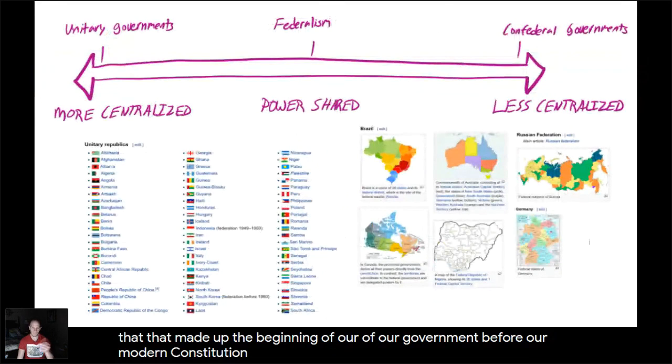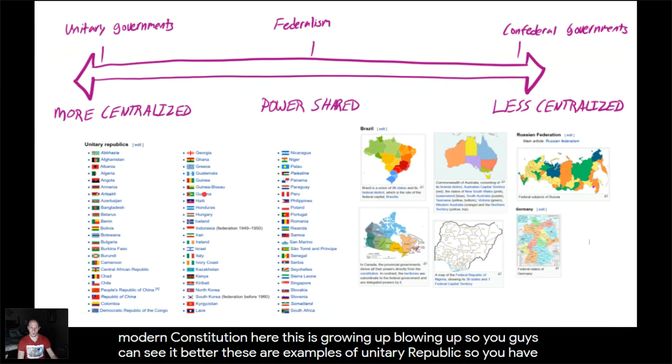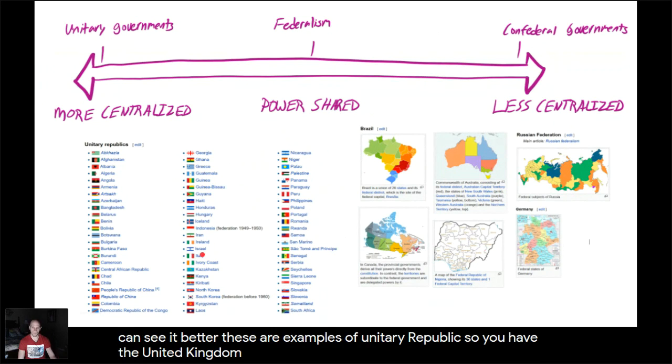And here this is blown up so you guys can see it better. These are all examples of unitary republics. So you have Rwanda, you have the United Kingdom, South Korea, North Korea. Usually these are pretty small countries that are going to look like this.